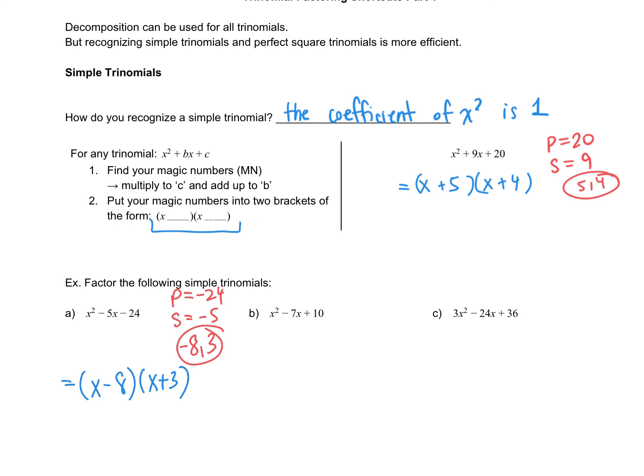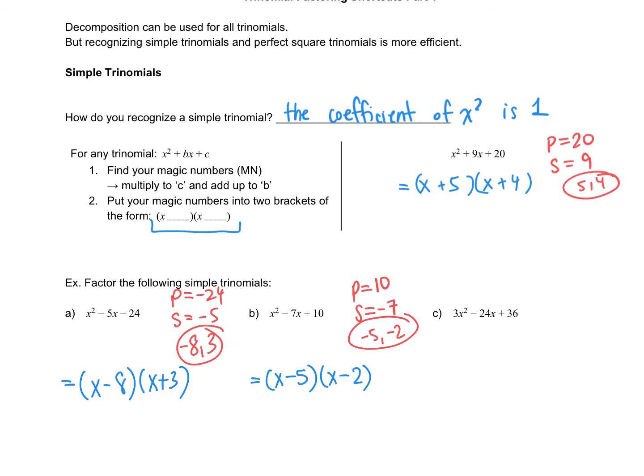I want you to try B on your own, pause the video, then come back to check. So your product should be 10 and your sum should be negative 7. Because the product is positive, both numbers have to be the same sign, and they should both be negative so that they add up to the negative 7. So negative 5 and negative 2, which makes our factored answer x subtract 5 and x subtract 2. And that would be it.